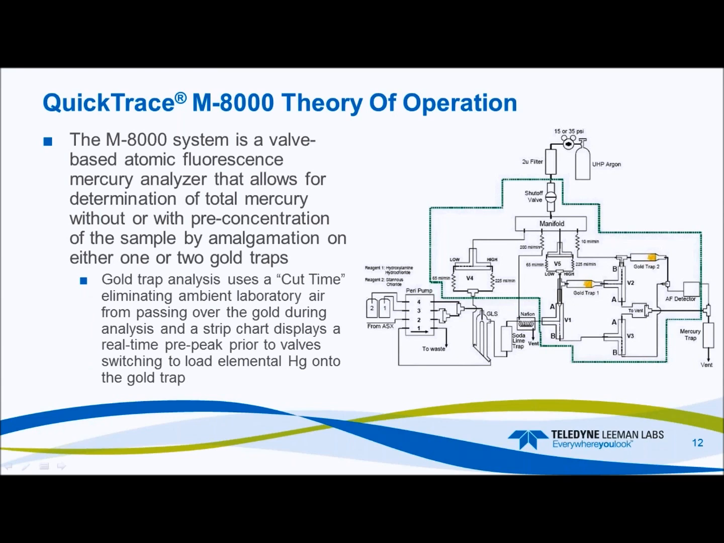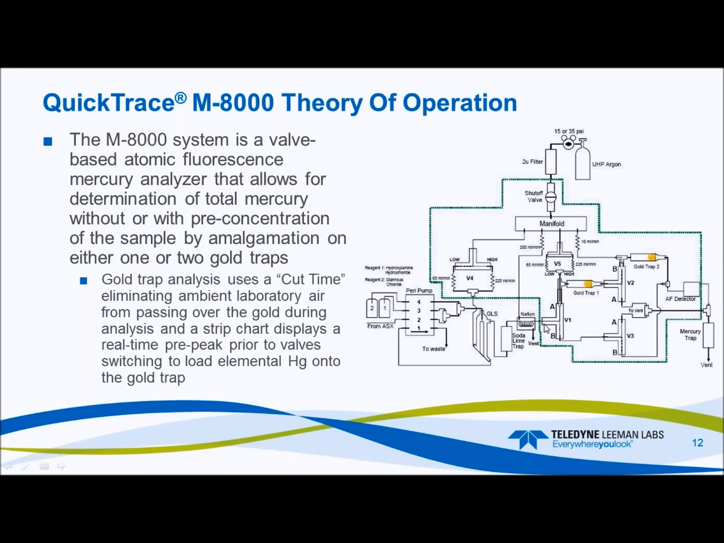So the M8000 is a valve-based atomic fluorescence mercury analyzer, and that allows us to determine total mercury with or without gold pre-concentration on either 1 or 2 traps. For the gold trap analysis, we use a cut time, and it's a state diagram within the firmware that changes the valves during the load or desorption process.